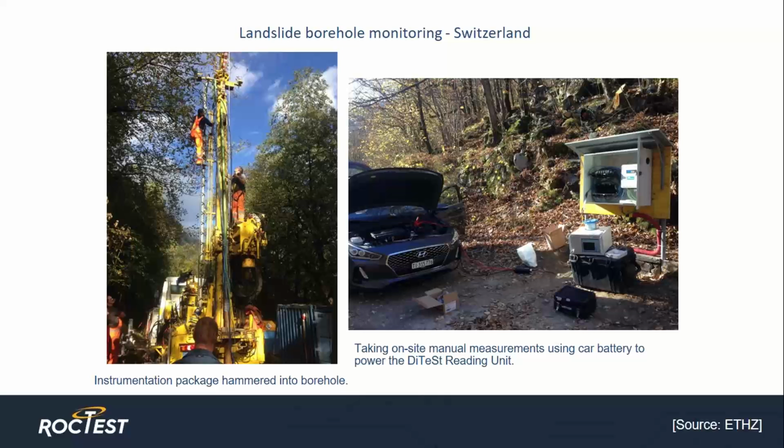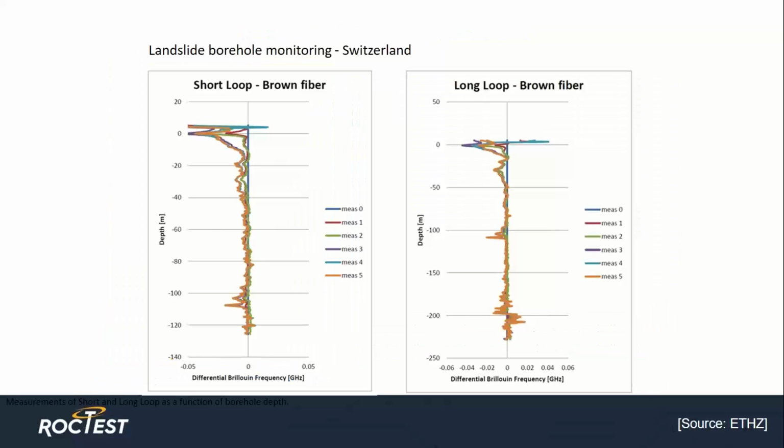The left-hand photo shows the instrumentation being inserted with the drill rig. The photo on the right shows manual readings being taken on the site using a car battery to power the DiTeSt reading unit. The data above shows results from the short and long loops of fiber after interrogation. You can see the strain evolution of the fiber over time, where the strain increases along the horizontal axis at discrete depths.